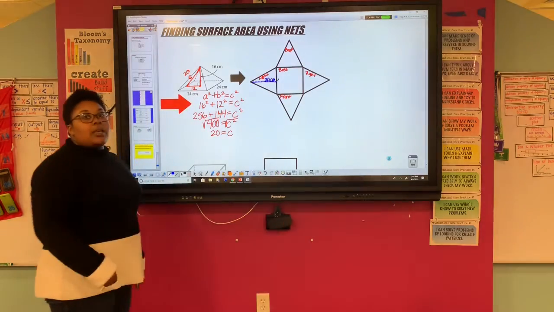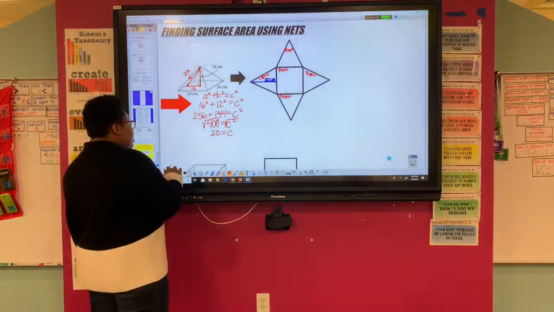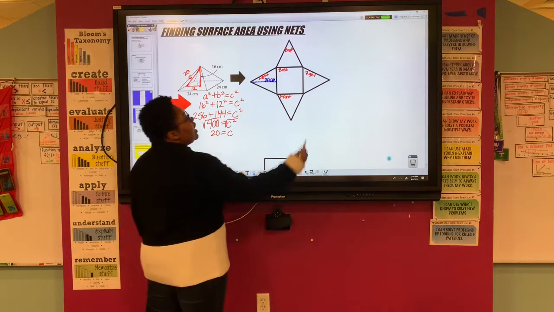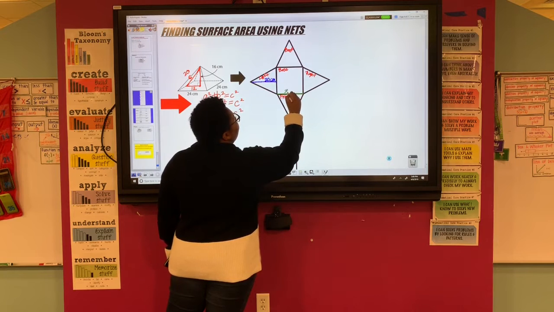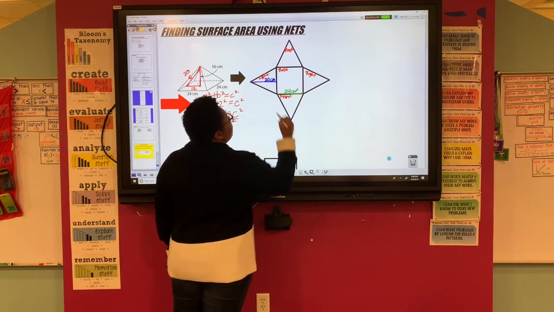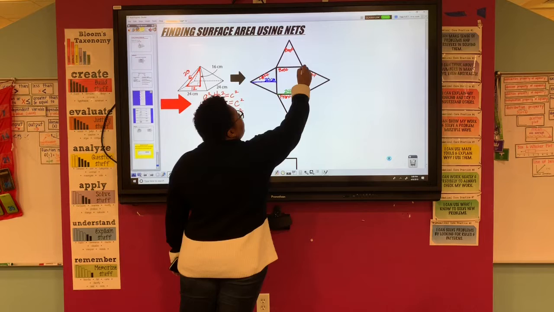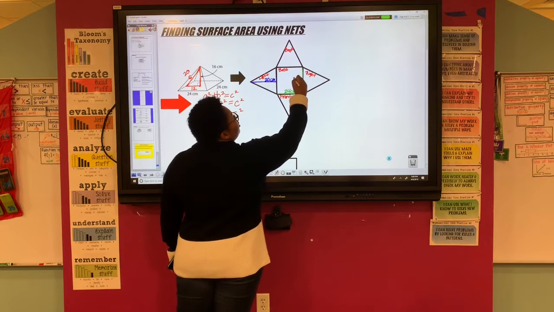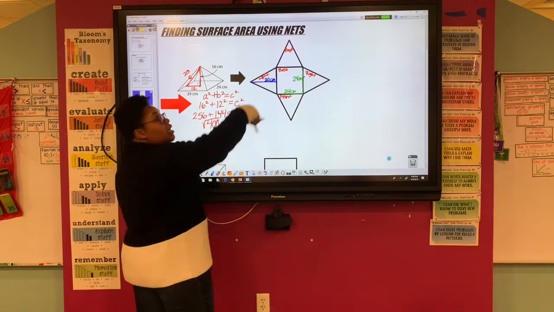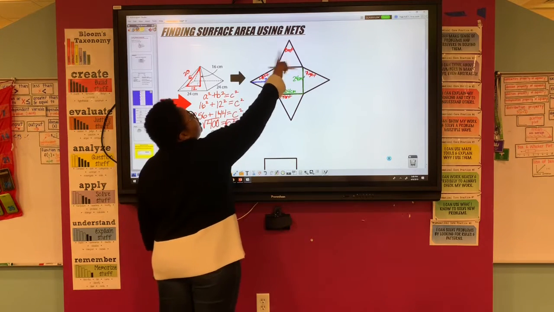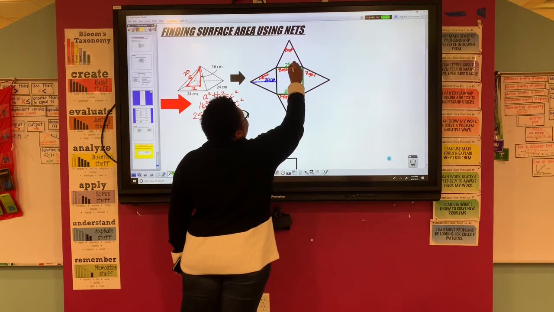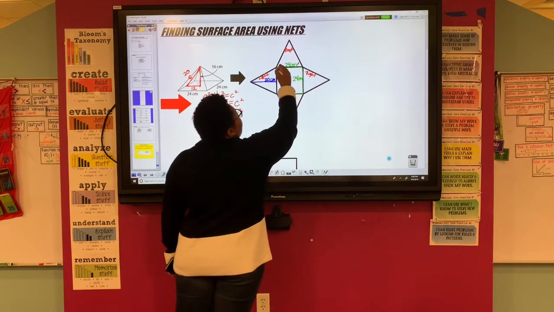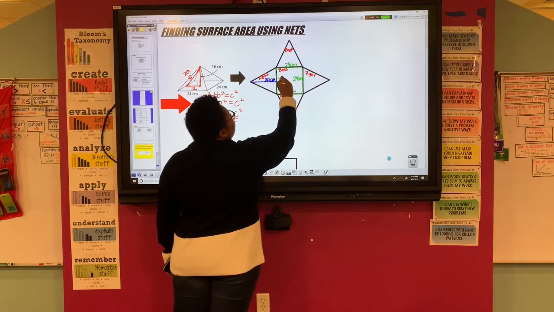Next, I'm gonna go ahead and label all the other dimensions. This is real simple for my pyramid because I have my length of my base, which is 24 centimeters. And then I also have my width, which is 24 centimeters. But again, because this is a square, I know that all of my sides are equal. So I have this side, which is 24 centimeters. Then I also have this side, which is 24 centimeters.